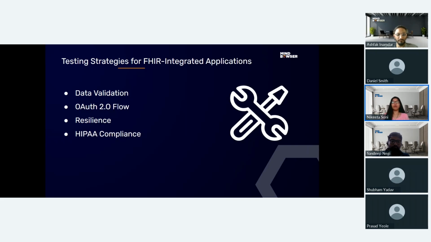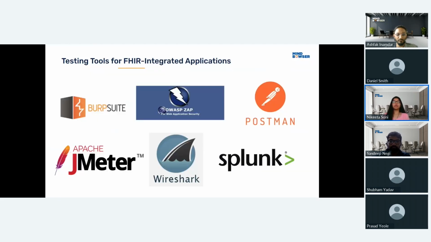Audit logs: validate the audit logs are maintained for all the data access and the modifications. So these were the testing strategies. Now let's look at some tools for FHIR integrated applications that we can use. So we have Burp Suite, ZAP (Zed Attack Proxy), JMeter, Apache, Postman, Splunk, and Wireshark.